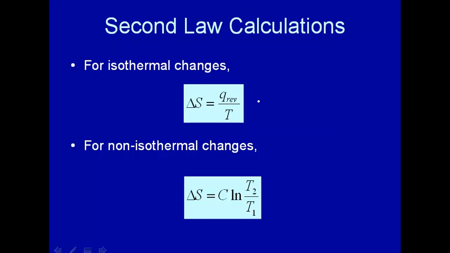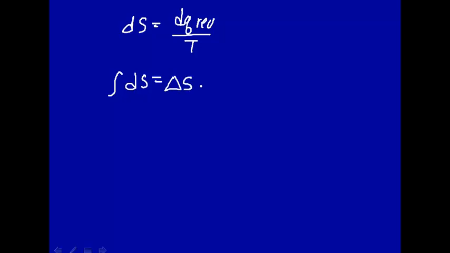This is isothermal change. Let's start from our definition of entropy. dS is dq reversible for a reversible process divided by temperature. Let's integrate both sides. Let's integrate dS. S is a state function. This will be just delta S, the difference between the final and initial entropy. And this then will be the integral of dq reversible over T. So far, so good. And now let's make the assumption we have constant temperature, so we can pull that out.